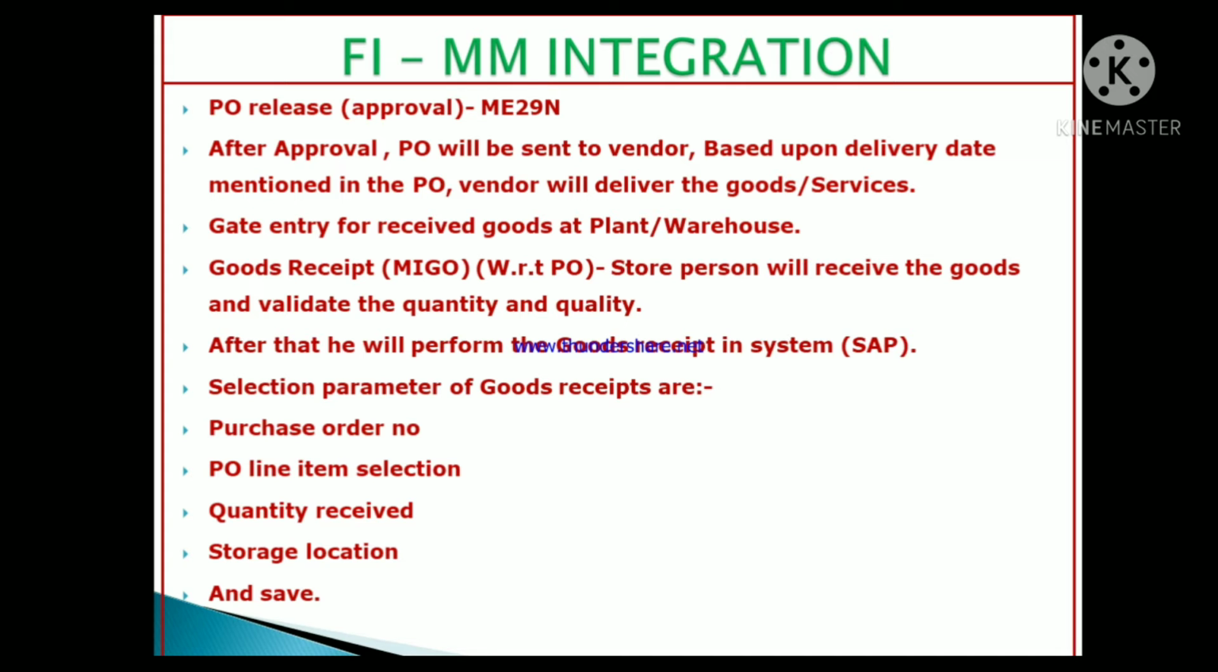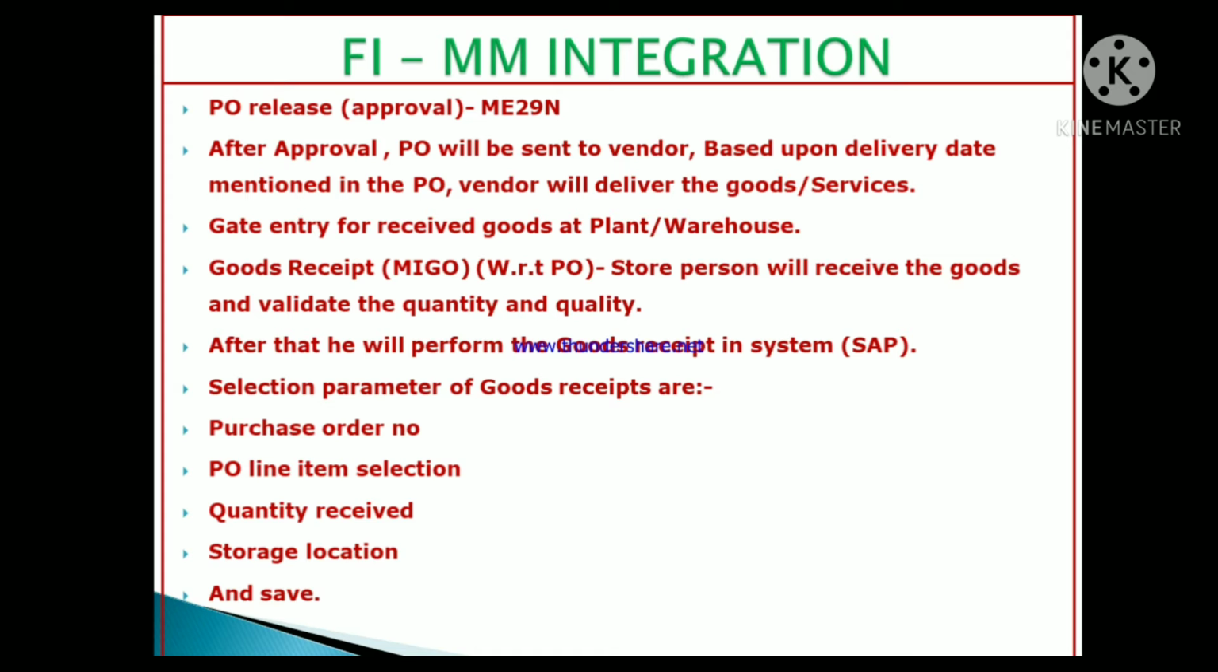After approval, the PO will be sent to the vendor, and based upon the delivery date mentioned in that PO, the vendor will deliver the goods or services. Then the next step in this process is gate entry for received goods at the plant or warehouse. The vendor will send the goods and then we will book the gate entry for the receiving of goods at your plant or warehouse.